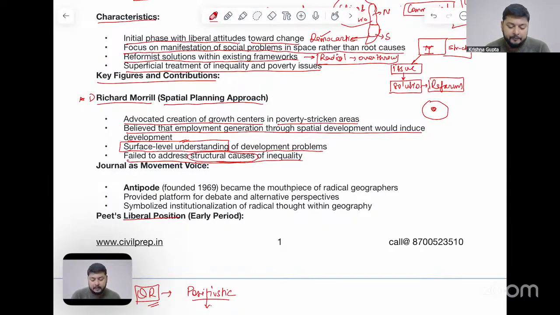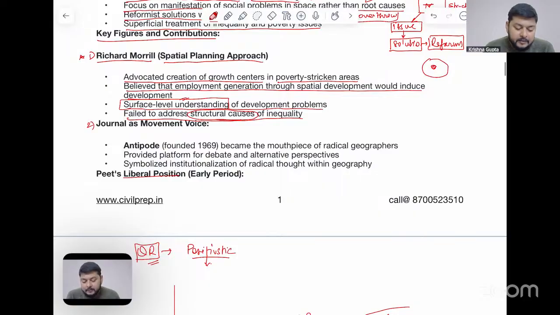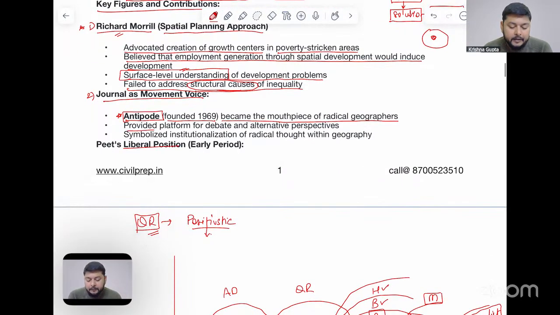Now, the second item we see here is the journal, the Movement Voice. This is Antipode. Antipode was the name of the journal. It was founded in 1969. It basically became the mouthpiece of the radical geographers. This is a very important journal. Richard Morrill, you need to remember him. Antipode also you need to remember, because it provided a platform for debate and alternative perspectives.